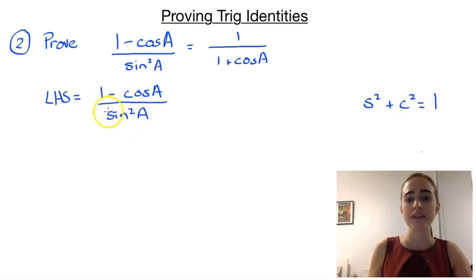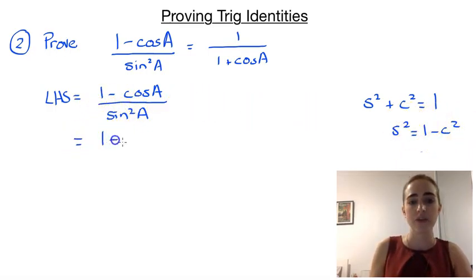Now if we want to replace sine squared with coses, we're going to rearrange this. So we're going to have sine squared is equal to 1 minus cos squared. So that's what we're going to replace our sine squared on the bottom with. So we're going to have 1 minus cos A over 1 minus cos squared A.